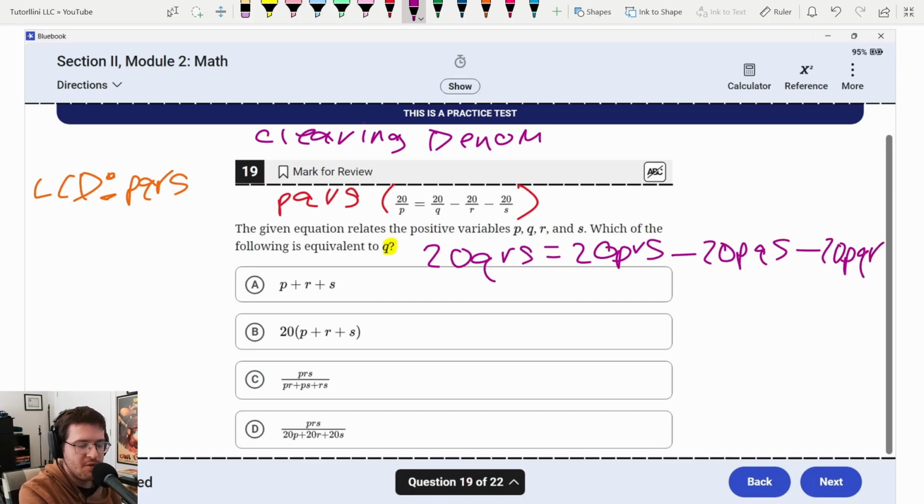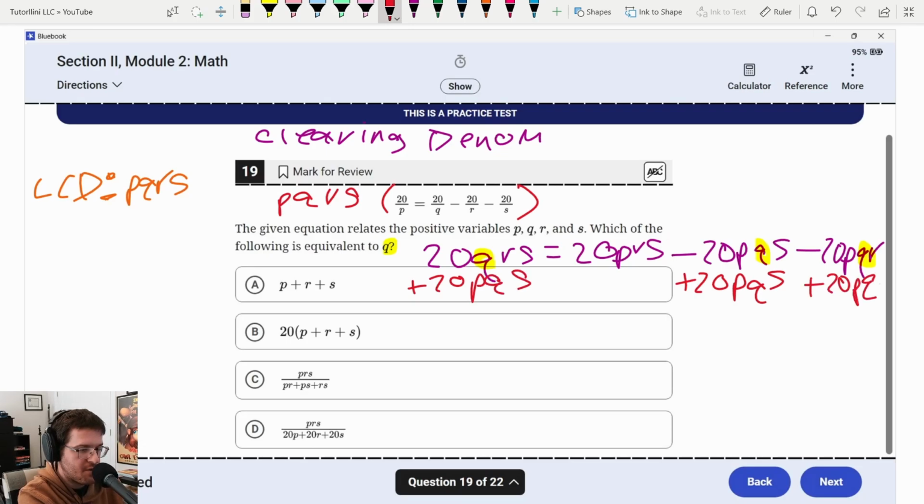You do problems like this in calculus, but it's probably been a while since you've seen this. This is probably foreign to most people. What we want to do is get all the Q's to one side of the equation. So all the terms I just highlighted have to get to the same side. So I'm going to move these two over here, keep everything positive. I'm going to add 20PQS to both sides, and I'm going to add 20PQR to both sides.